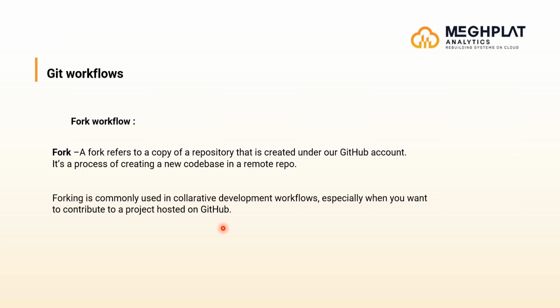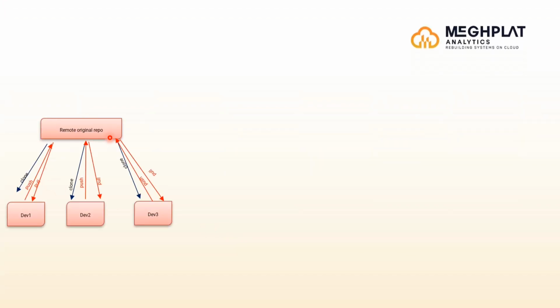In our remote repository, we will have our original repository where developer 1, developer 2, developer 3 will clone it, make changes and push it to the repository, and whenever they want they will pull it. All this will be done here. But imagine for some reason a developer is not satisfied with the way the project is going on. What they can do is take a copy of the project and work on it separately.